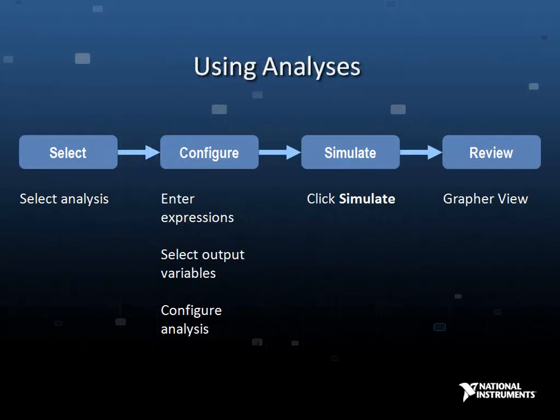Using analysis is a four-step process. Assuming you have a ready-to-simulate circuit, we must first select the analysis that we wish to conduct and proceed to configure it, by entering expressions, selecting output variables, and configuring the analysis and parameter options. Then, simulating the circuit, and finally the performance evaluation using the grapher view and the post-processing options.